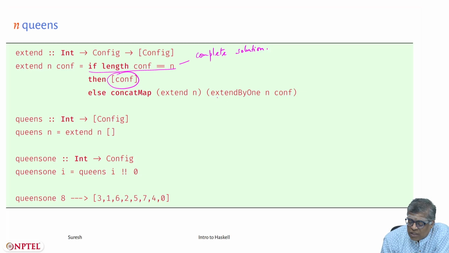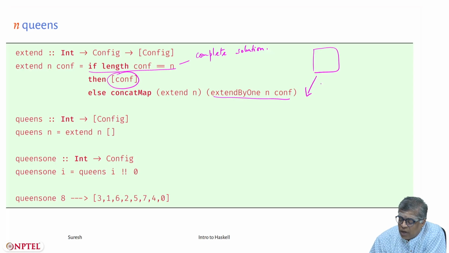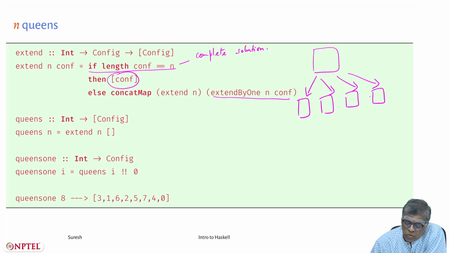Otherwise, what I will do is extend this configuration by 1. I'll have to extend the configuration by 1, but I have one configuration, so I will extend it by one more row. And I need to now continue to do this.